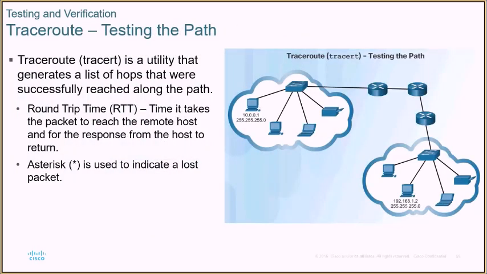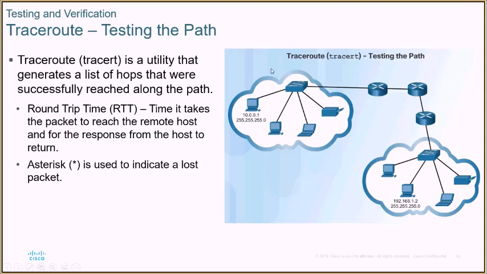Now, traceroute. Traceroute is very good. Ping is sort of binary: it either works or it doesn't. With traceroute, it basically tells you how you would get from this host to that host. It gives you the list of hops that were successfully reached along the path, and it gives you a round trip time. So basically, how long did the packet take to get to that host and then back again? Now, the asterisk means that they didn't get a reply for that host. That can mean one of two things.